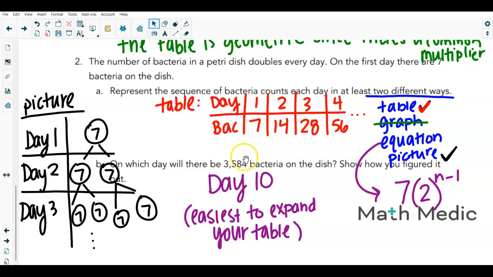You are then asked to expand this to when there would be 3,584 bacteria. I would say the table would be the easiest. If you double it, 56 times 2, times 2, times 2, you could go ahead and expand your table, and you would get day 10. If you got your equation, you could go ahead and plug in values for your day number, and you could guess and check till you get it, and if you put 10 here, you would get this amount of bacteria.